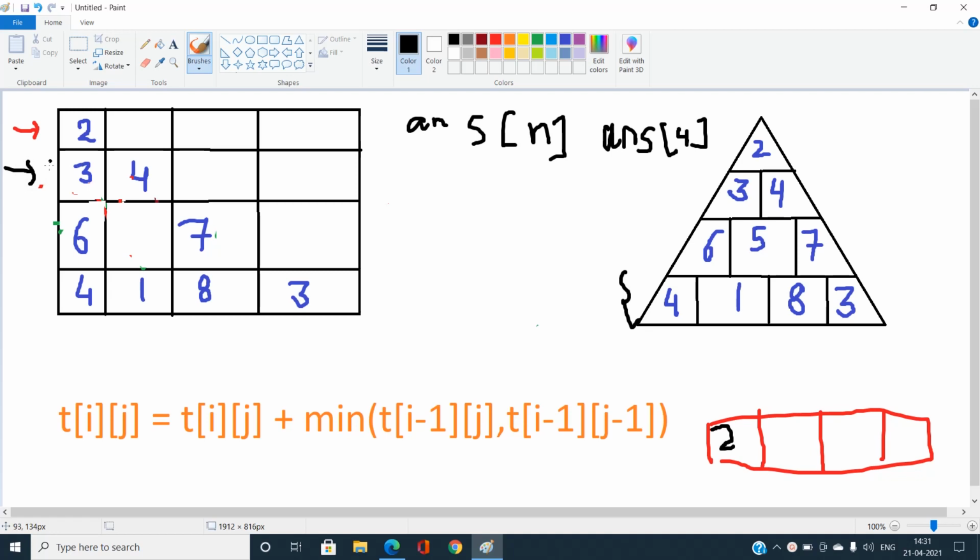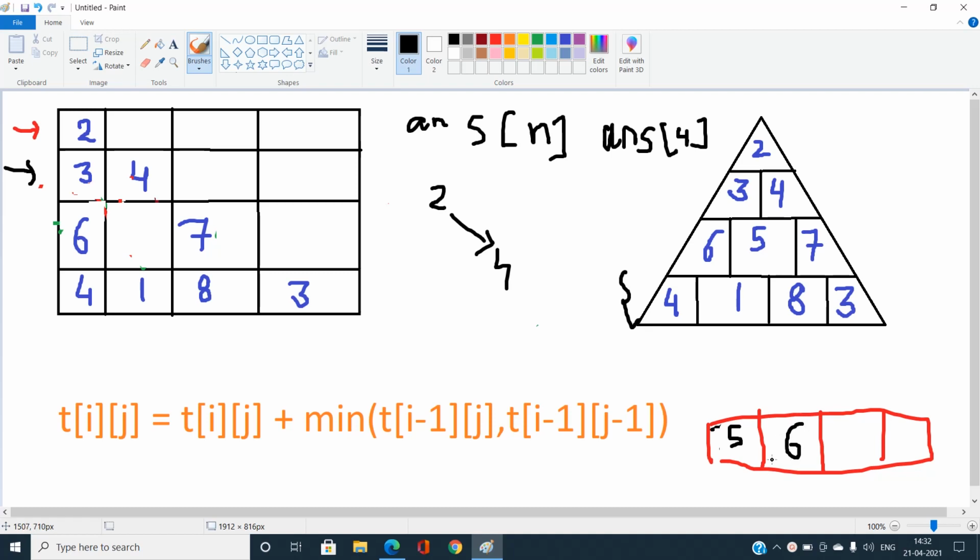What is the minimum cost for coming to this 3? You can always come from this 2 to this 3, and what is that cost? 2 plus 3, it is going to be 5. Let me erase this and write down the value 5. And what is the minimum cost for coming to this 4? You can always come from 2 to this 4, and you can easily see the cost would be 2 plus 4, which is 6.